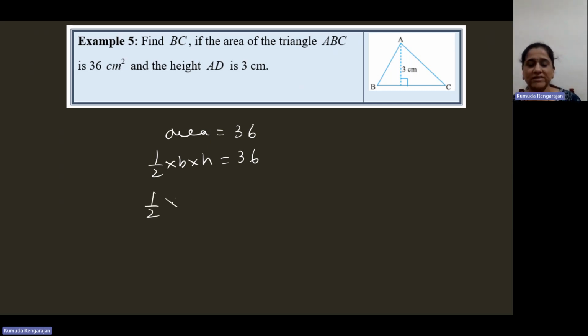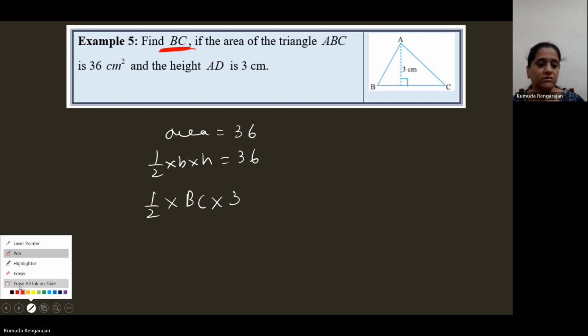Half into base, they want you to find. On which side is the altitude landing? BC. So we should take BC as the base. Then the altitude is 3. Correct? And that's the question. See here, find BC. Find BC is the question. All right?